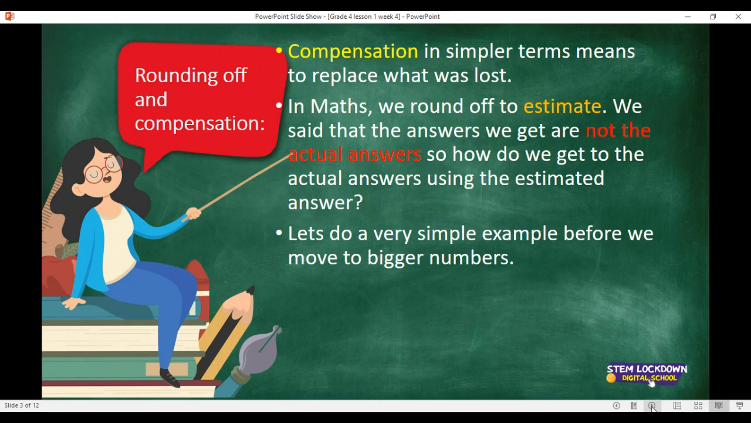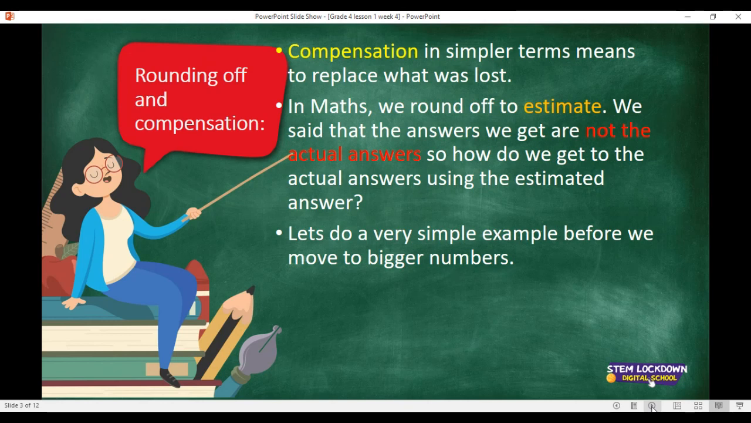So in maths, now we're going to make it relevant to maths. In maths, we round off to estimate. So when we round off, either we gain some numbers or we lose some numbers. So those are the numbers that we compensate. So we check how much did we gain. For example, if we're rounding off 27 to the nearest 10, the answer is 30. To move from 27 to 30, we actually gain 3. So we have to compensate the number that we added. So that is compensation in maths.